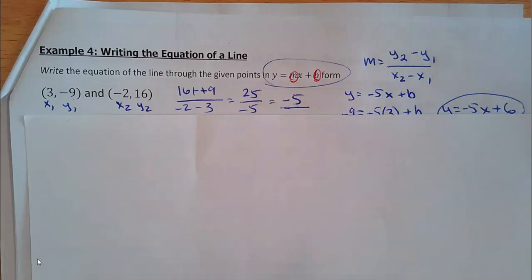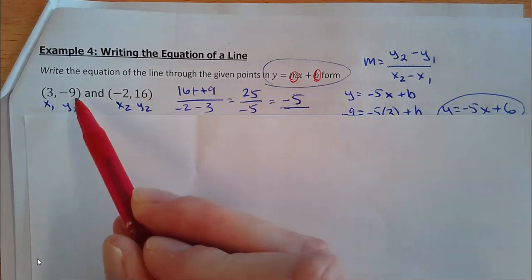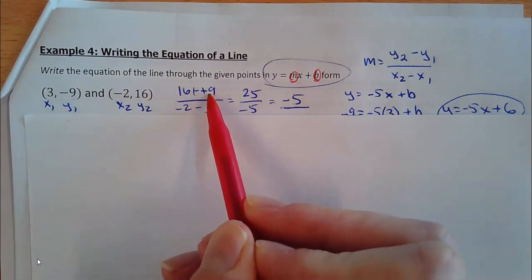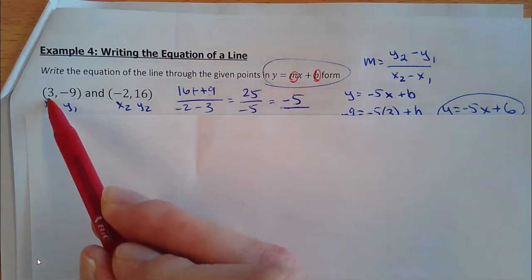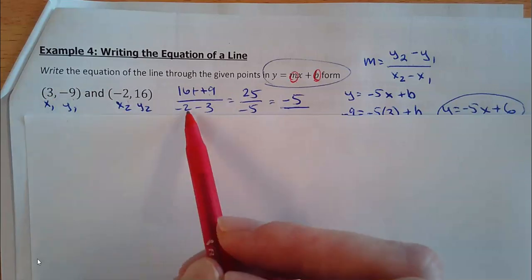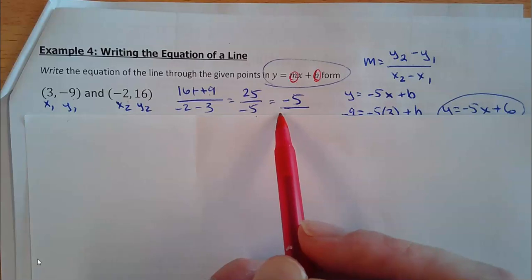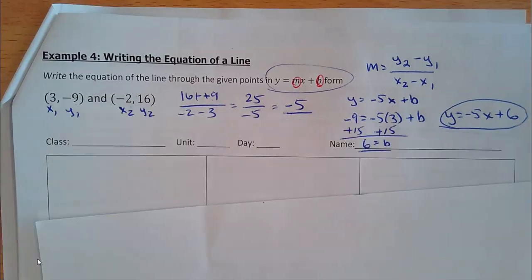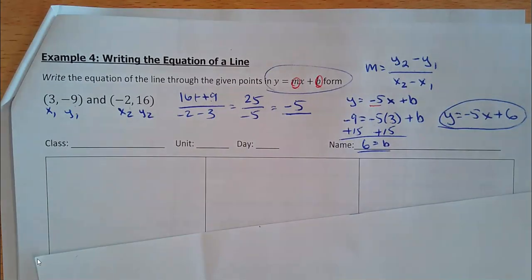So if I plug these into the formula, 16 minus negative 9, so minus a negative is actually plus, that's 25, and then negative 2 minus 3 would be negative 5. And if you divide that, you get a slope of negative 5. So I plug that in right there.